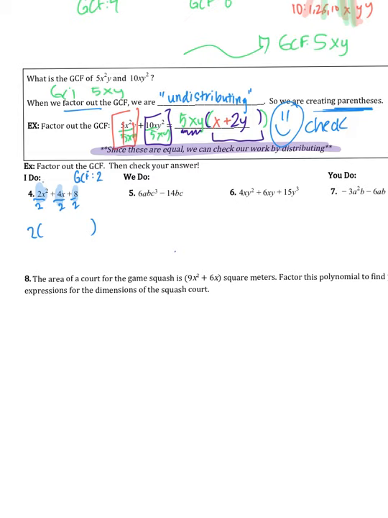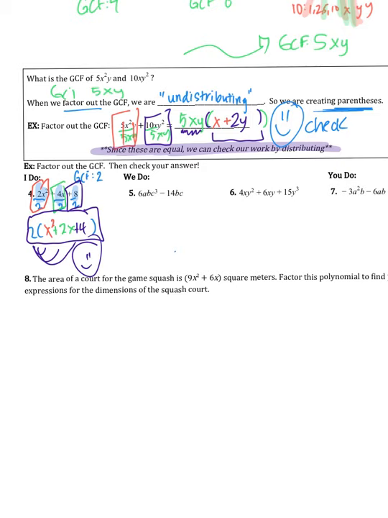So if I divided 2x squared by 2, what would be left over? Just my x squared. If I divided 4x by 2, what would be left over? 2x. And if I divided 8 by 2, what would be left over? Just plus 4. And I could check, so this is my answer, this factored out, undistributed expression here. I could multiply back out to check and make sure that I'm right. 2x squared plus 4x plus 8, so we are in fact correct.